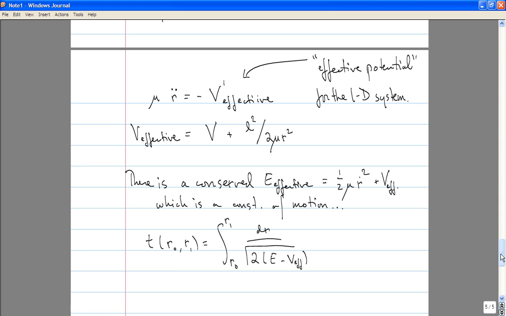So what I would like to do now is explore in some considerable detail one special case of this, which is the case of gravitational attraction. But before I do so, are there any questions on this?